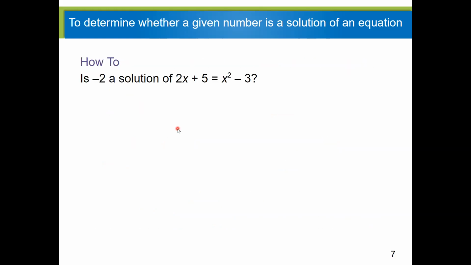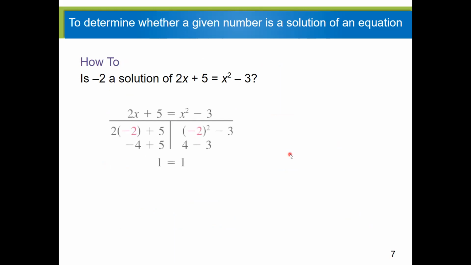So you can ask questions. Again, this is the math you do every day, but we'll put it down on pencil and paper. I can ask you, is -2 a solution of the equation 2x plus 5 equals x squared minus 3? To solve that, I need to take my equation, and every time I have a variable, in this case x, I replace that variable with -2.